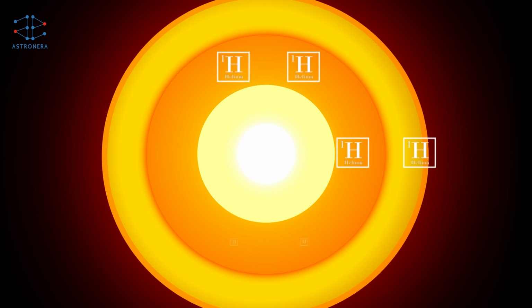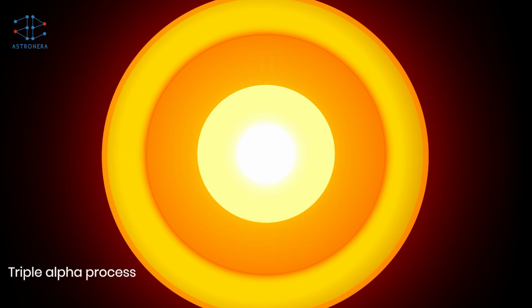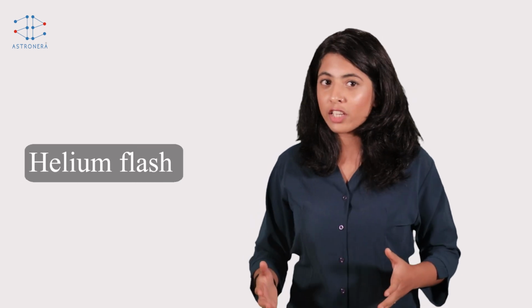When the central temperature of the red giant reaches about 100 million kelvins, helium fusion begins in its core. The process is known as the triple alpha process. It converts helium to carbon and oxygen. In more massive red giants, helium fusion begins gradually. In less massive red giants, it begins suddenly. This process is known as helium flash.